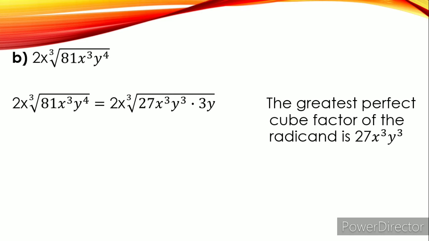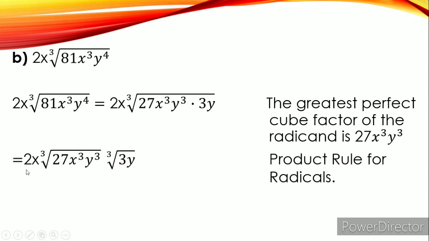Letter B example. 2x cube root of 81 x cubed y with an exponent of 4. 2x times cube root of 81 x cubed y with exponent of 4 equals 2x cube root of 27 x cubed y cubed times 3y. 2x cube root of 27 x cubed y cubed and 3y can be written as 2x cube root of 27 x cubed y cubed times cube root of 3y.